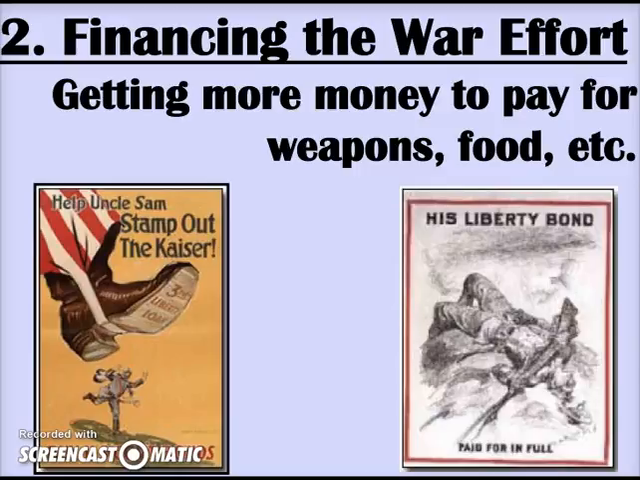Second reason, financing the war effort. Definition, getting more money to pay for weapons, food, etc. War is expensive, and the government needs some help. On the left side, "Help Uncle Sam stamp out the Kaiser." The Kaiser's the leader of Germany. "Buy U.S. government bonds." Bonds are where you loan the government money and they pay you back more money later on. On the right side, "His Liberty bond, paid for in full."